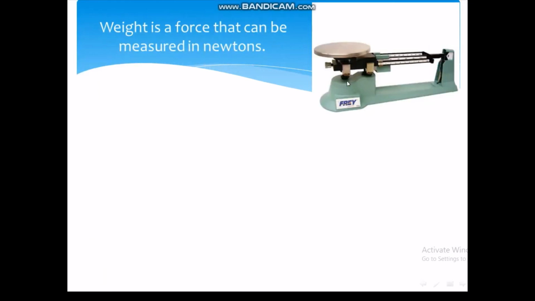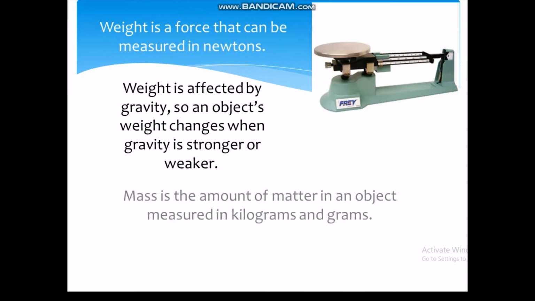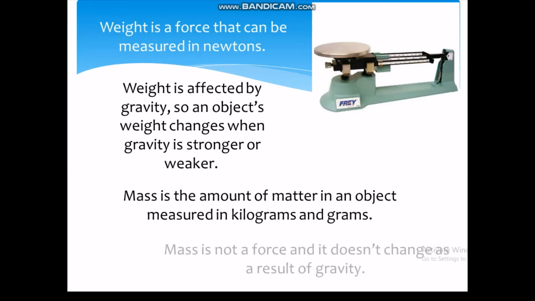Now, in order to know the difference between a weight and a mass, remember that a weight is a force that can be measured in Newtons and affected by gravity. So, an object's weight changes when gravity is stronger or weaker, while mass is the amount of matter in an object measured in kilograms and grams. And we use something called a beam balance, like the one in the picture, to find out the mass of an object. And mass is not a force, and it doesn't change as a result of gravity.